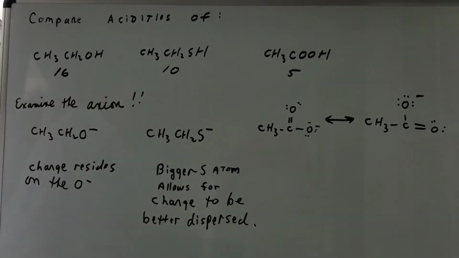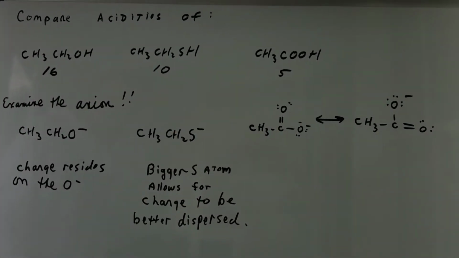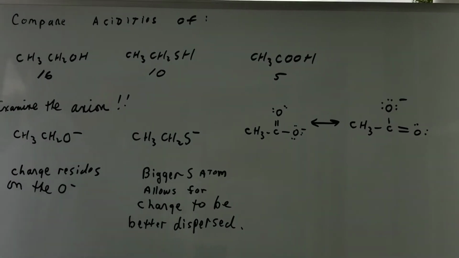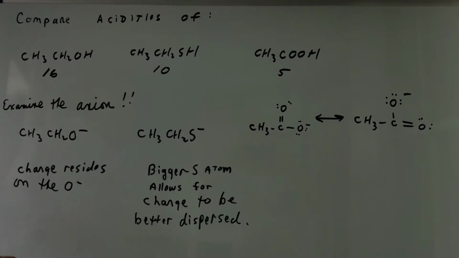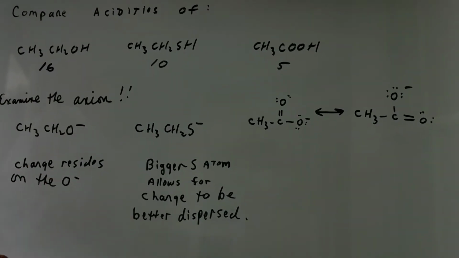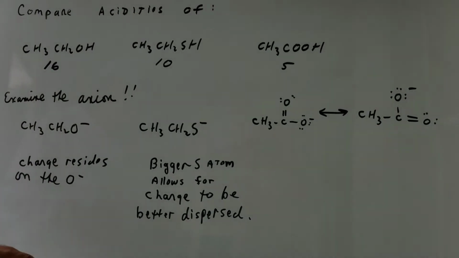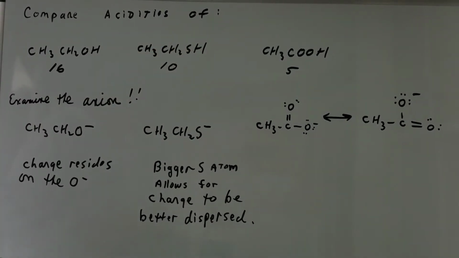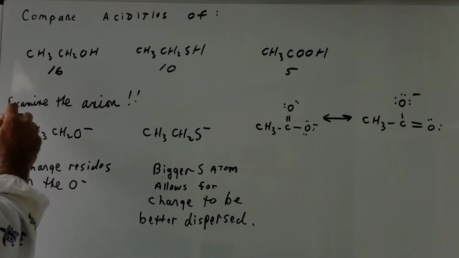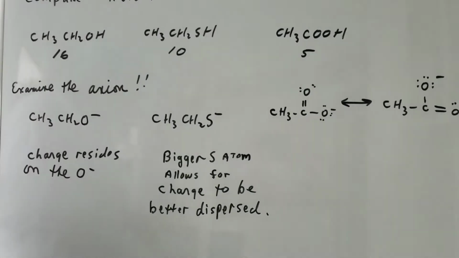The minute you look at this, you see that this is the most acidic compound because it has the smallest pKa value. This has the highest pKa value, so it's the least acidic. The question is, though, why? This is what I want to go over with you, to explain why the pKa's vary so differently. What I tell all my students is 3 words.